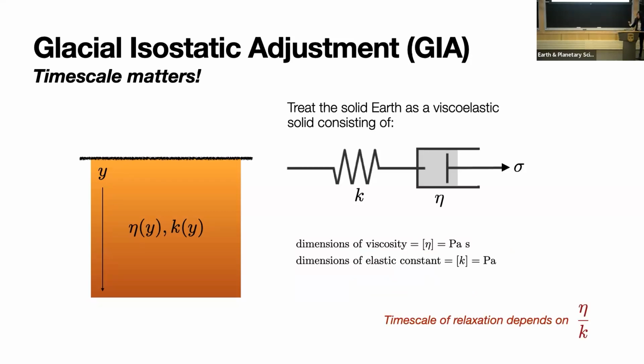And so that time scale of rebound, or what I'll use now as relaxation, that kind of return flow of the mantle, really depends on the ratio of these two properties, just because of their dimensions. So we have viscosity in Pascal seconds and the elastic constant in pascals. And so the time scale of that relaxation depends on eta over k here. And because viscosity changes way more than the spring constant, it's really dictated by viscosity.